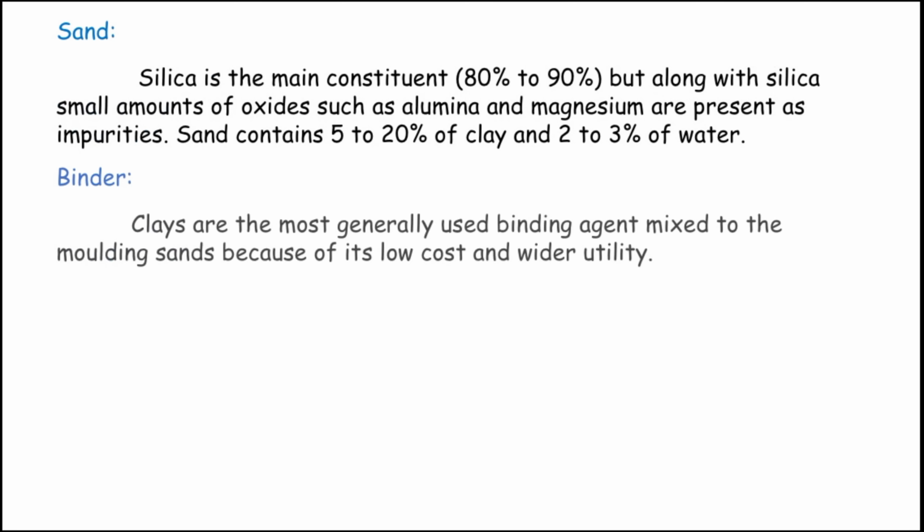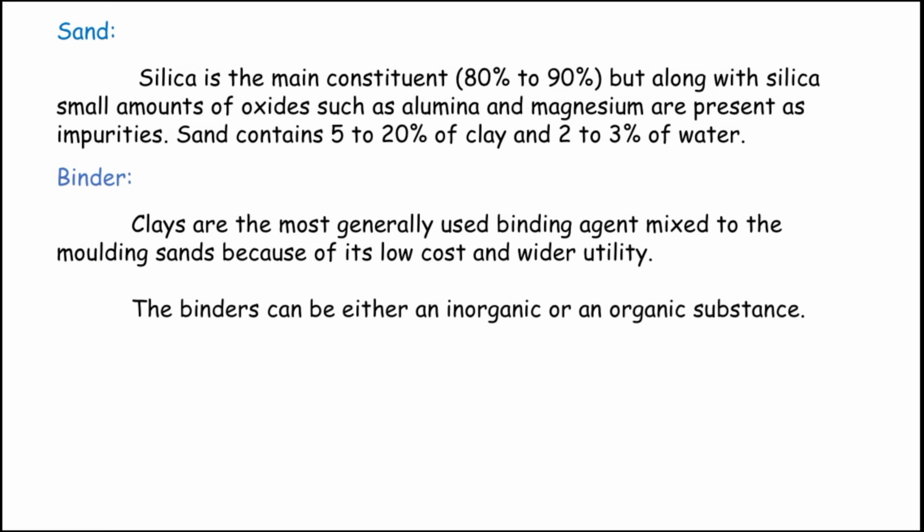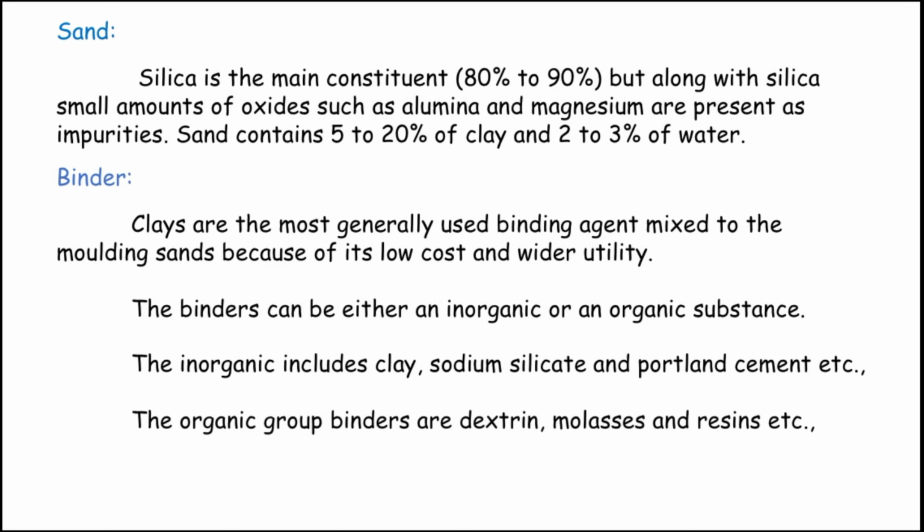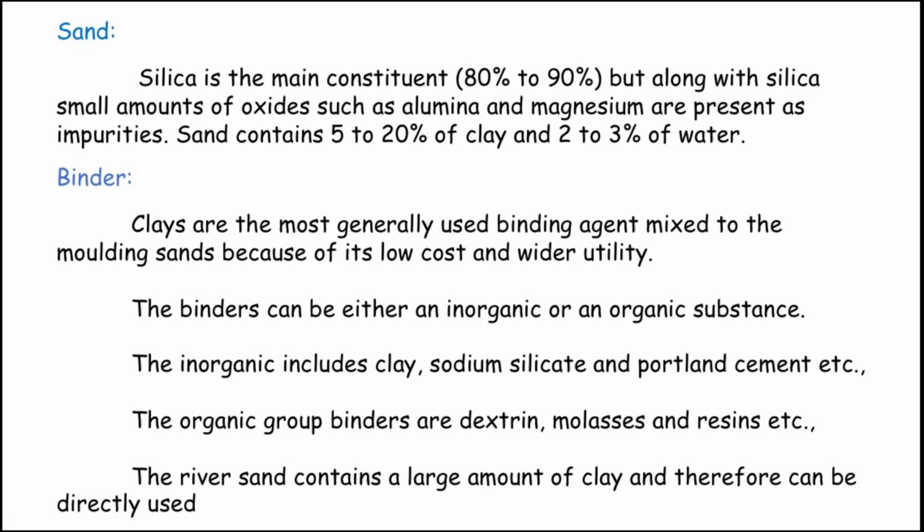Binder. Clay is the most generally used binder agent mixed with the molding sand because of its low cost and wider utility. The binder can be either inorganic or organic substances. The inorganics include clay, sodium silicate and Portland cement, etc. And the organic binders are dextrin, molasses and resin, etc. The river sand contains a large amount of clay and therefore can be directly used in the molding process.